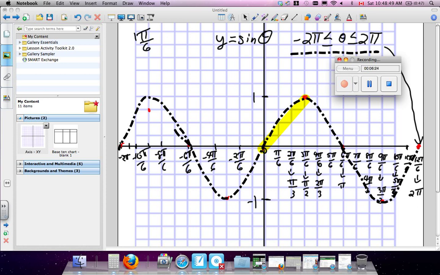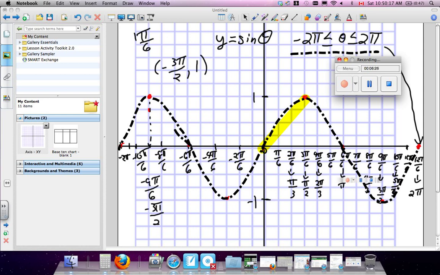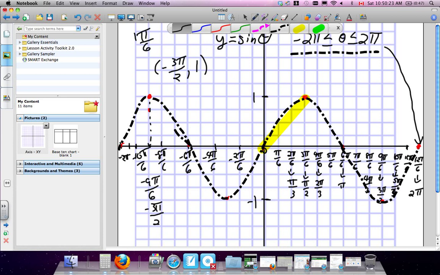So what are the coordinates of all maximum and minimum points for this domain? Okay, yeah, so let's go over all rules. Okay, so our first maximum is at negative 3 pi over 2 and 1. And our second maximum, which you already figured out, is at pi over 2.